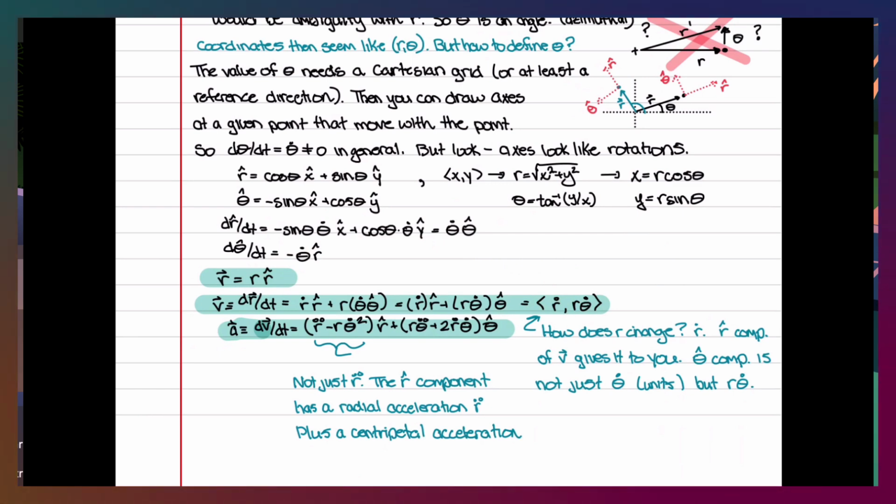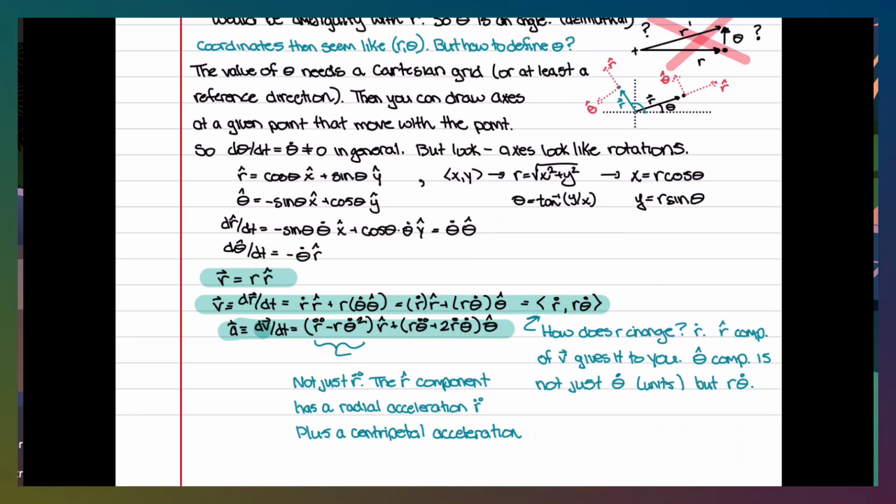Then do it again to get accelerations. And you get something that in the radial direction, you have r double dot, and then you have this other term, the centripetal term, r double dot minus r theta dot squared, all in the r direction. And then you got r theta double dot plus 2 r dot theta dot. It's called the Coriolis term. And this is the angular acceleration.